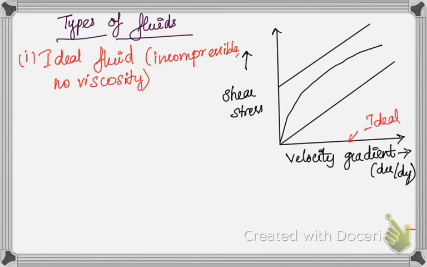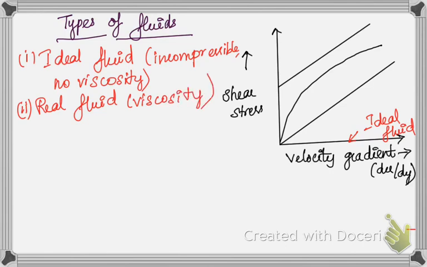So in this chart this will be my ideal fluid, that is any fluid which is incompressible and does not have any viscosity, and it is only an imaginary fluid. Second type of fluid is real fluid. A real fluid is one which has a little bit of viscosity, and the fluids that exist in actual practice are known as real fluids.